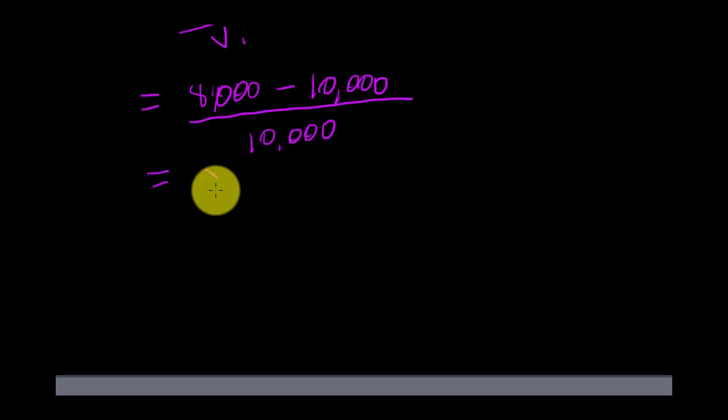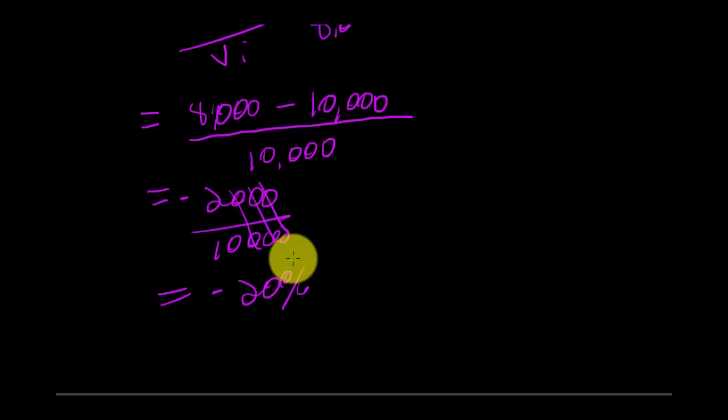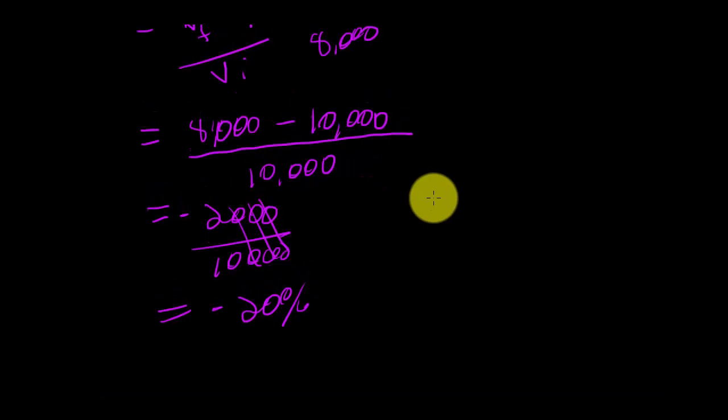So this is going to be negative 2,000 divided by 10,000, which means that we have a negative 20% return. We actually lost money on the deal. And that's to be expected because it's a car and cars go down in value over time. That should be it.